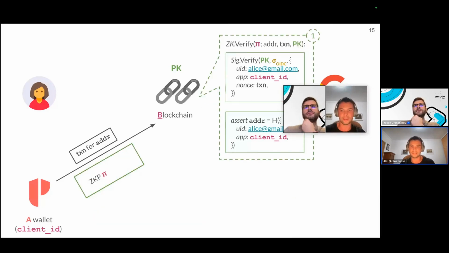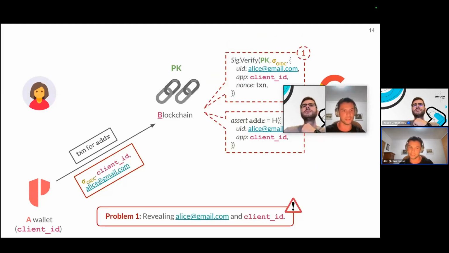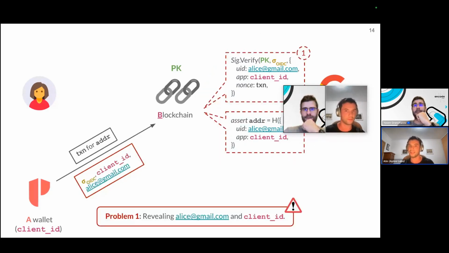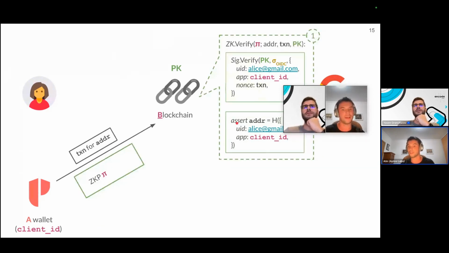So as you can see, this is a very simple change in the slide. It's a very complex change to actually implement. So instead of giving the OIDC signature, the client ID, and the email, we're going to give just the zero knowledge proof. And instead of verifying a signature, we are actually going to verify a zero knowledge signature of knowledge. So we're going to verify the zero knowledge proof pi. And the public statement will be the keyless address, the transaction, and Google's public key.